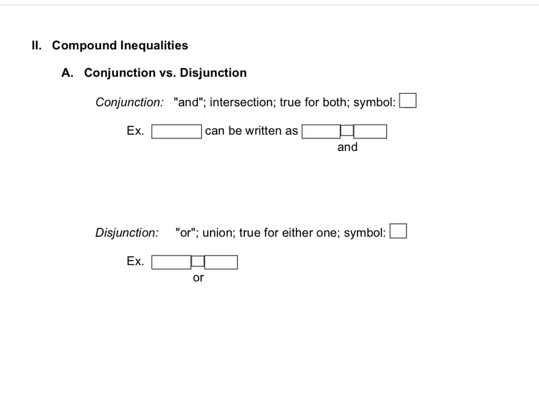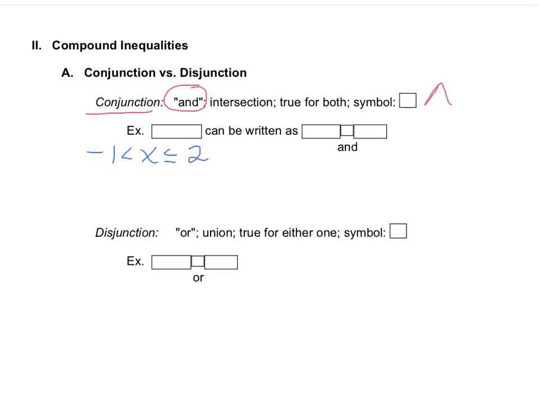First thing we're going to talk about is conjunction. Conjunction means the word and. The symbol for conjunction looks like an A. So again, that symbol can be used instead of the word and. So let's write down the example that's missing there from that first box. I have -1, the less than symbol, x, the less than or equal to symbol, and 2.